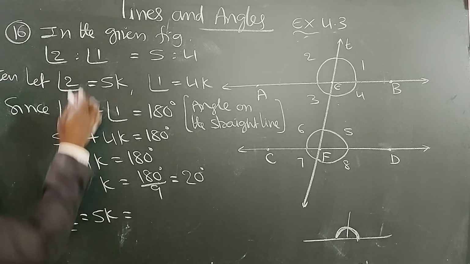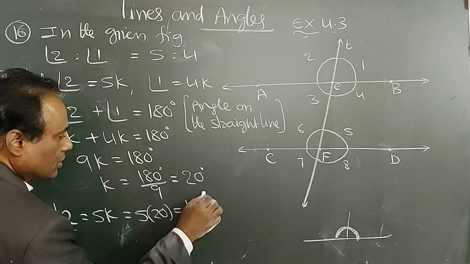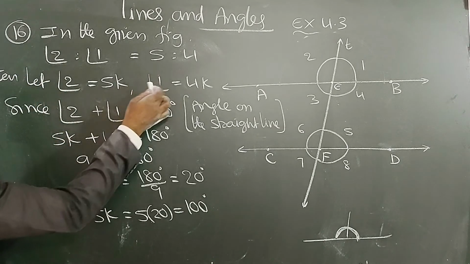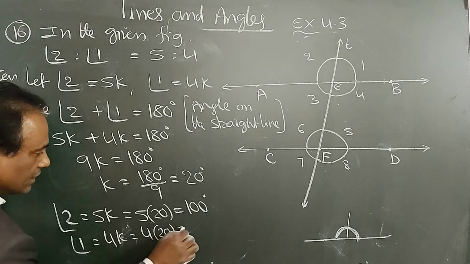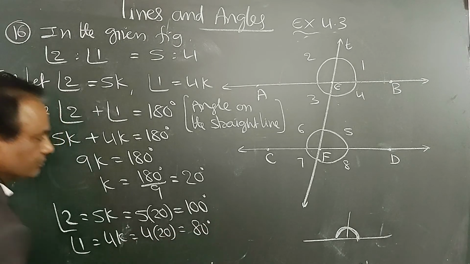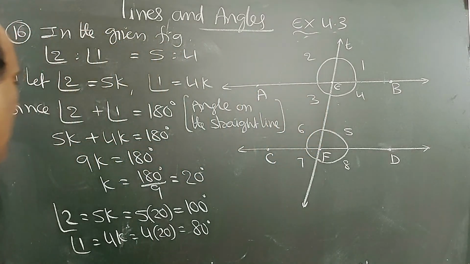So angle 2 is 5k, 5 into 20, so 100 degrees. Angle 1 is 4k, 4 into 20, 80 degrees. Now we have two angles, angle 1 and angle 2. How do we get the other angles?